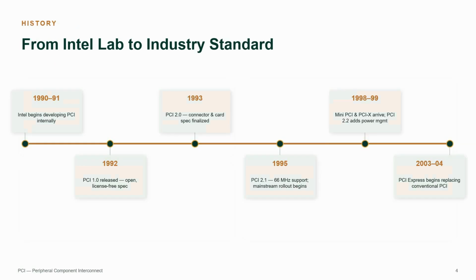Now, coming to the history of PCI: in 1990 to 1991, Intel begins developing PCI internally, and in 1992, PCI 1.0 was released, with open licensed and free specifications. In 1993, PCI 2.0 finalized the connector and card specifications, and in 1995, PCI 2.1 was given with 66 megahertz support, and the mainstream rollout began. In 1998 to 99, Mini PCI and PCI-X arrive, and PCI 2.2 adds power management. In 2003 to 2004, PCI Express begins replacing conventional PCI.